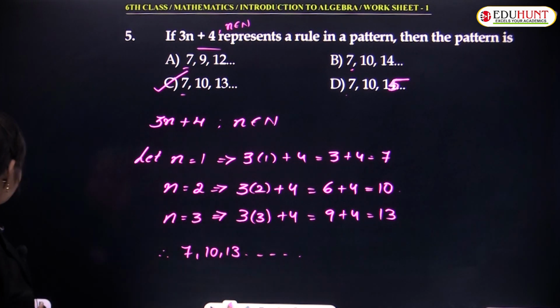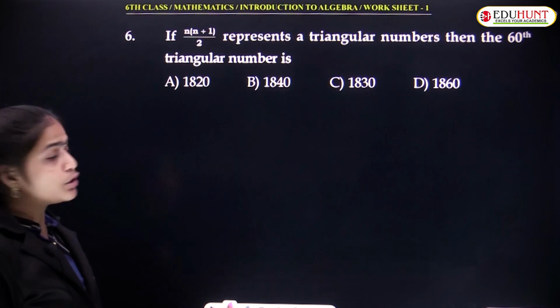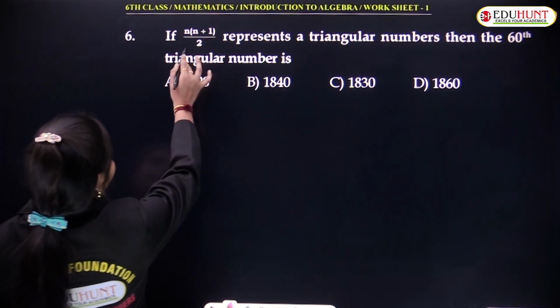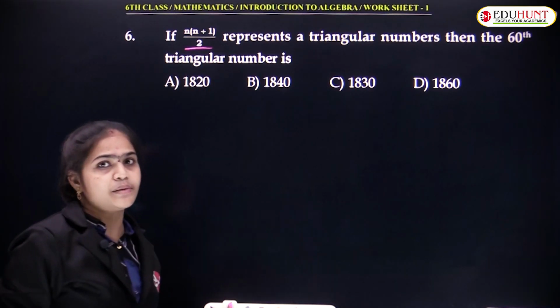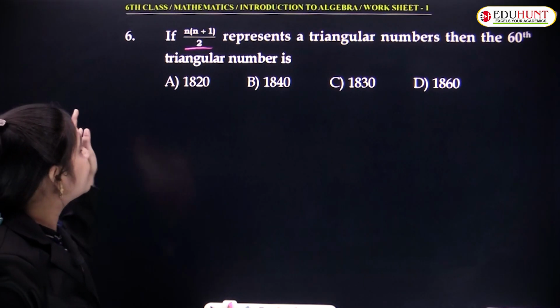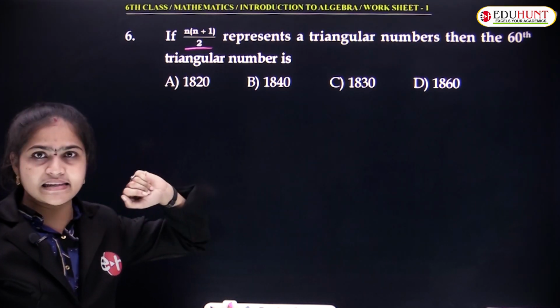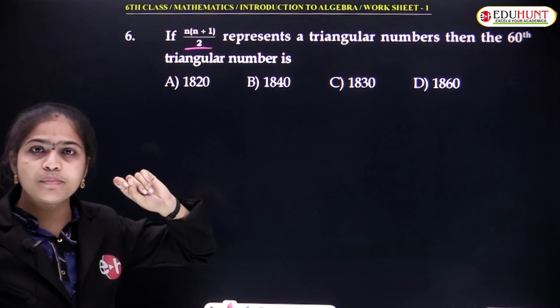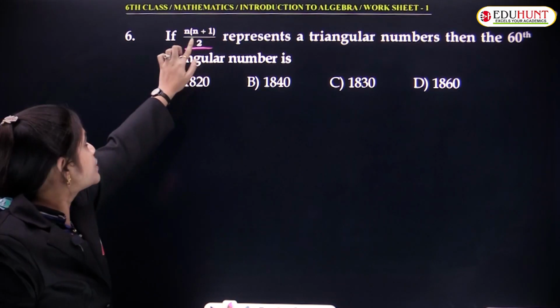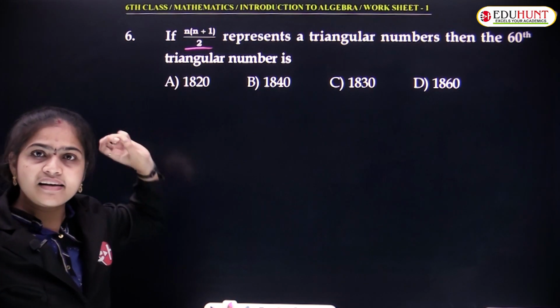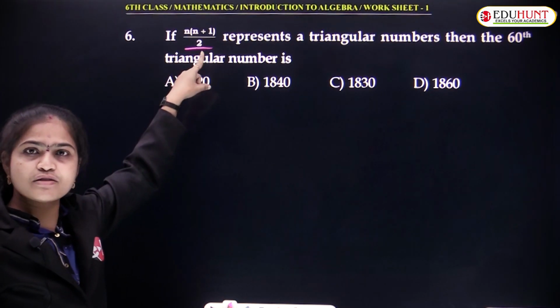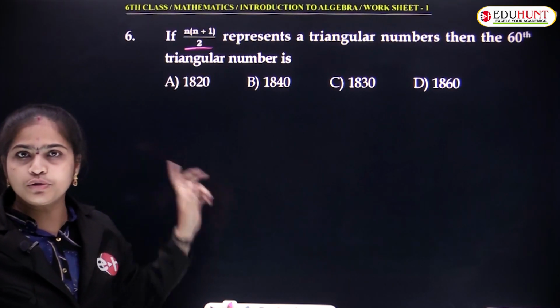Okay, see the sixth question here. If n into n plus 1 by 2 represents a triangular number, yes, that is the formula to find triangular numbers, then what is the 60th triangular number? First triangular number means you just have to substitute n equal to 1. Second triangular number means at the place of n we substitute 2.